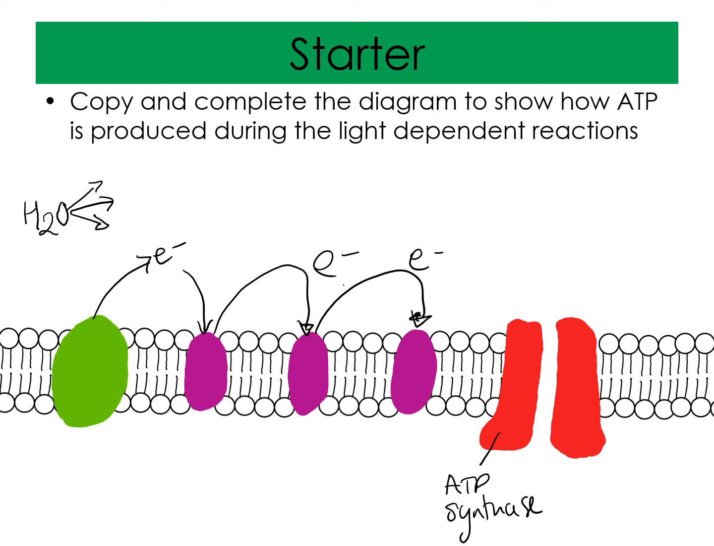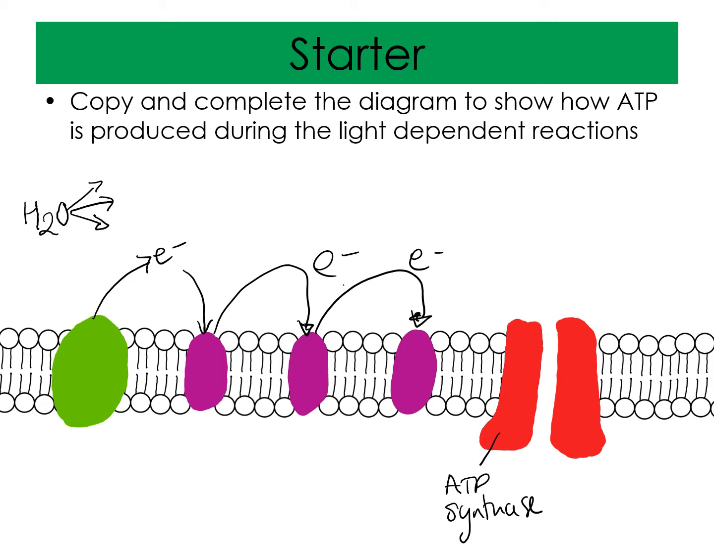So this video will take you through the limiting factors for photosynthesis. But before we start doing that, I'd like you to recap the light-dependent and light-independent reactions. So could I ask you to pause the video and copy the diagram, and then complete the diagram with as much annotation as you can to show how ATP is produced during the light-dependent reactions.